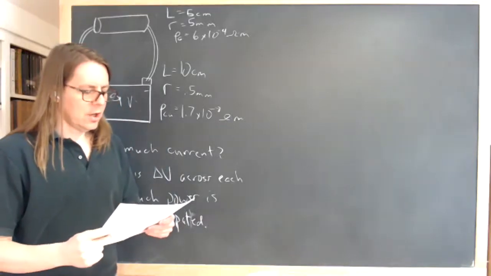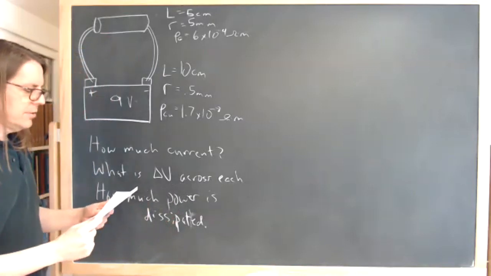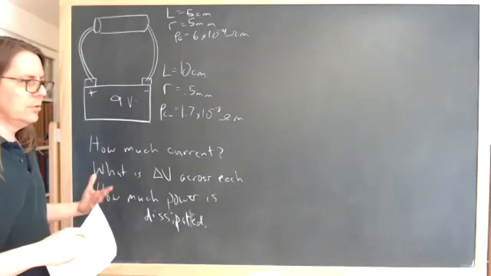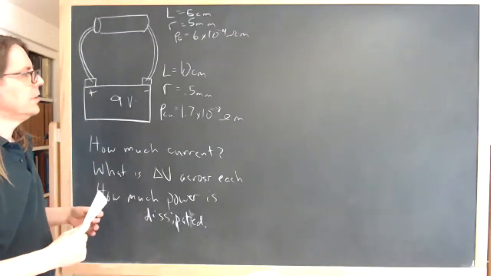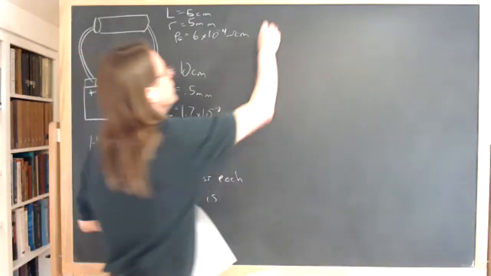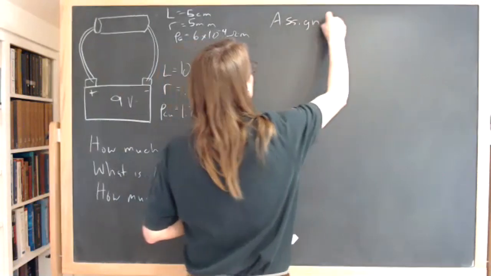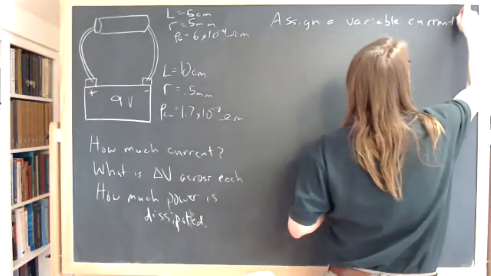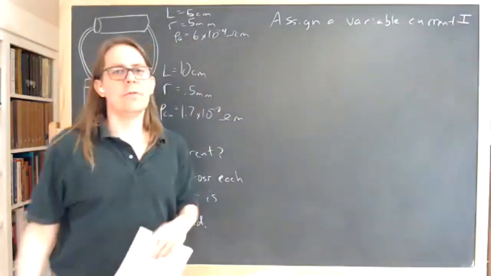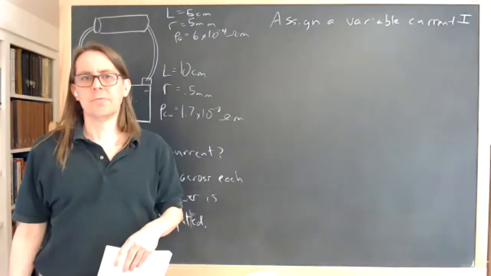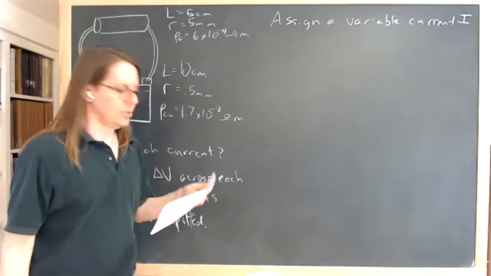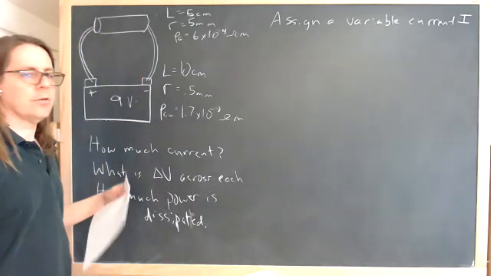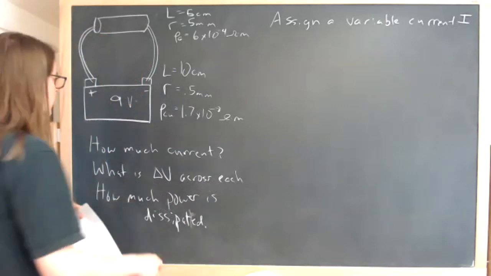So to answer all three of these questions, we will need to introduce a couple of new concepts. Okay, so when you face a circuit problem or a problem like this, you look at it and you don't know where to start. Right? So usually you start by assigning a variable current I. And here, by variable, I mean it is a mathematical variable. The current in this circuit will be constant, but I am describing it with a mathematical variable I. So the point is, you usually have to start with that to be able to write the equations.